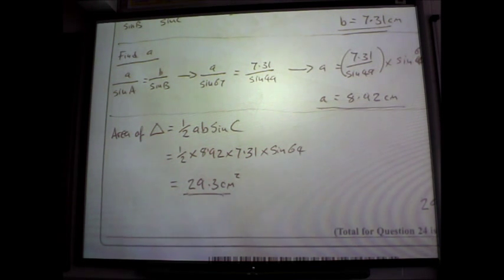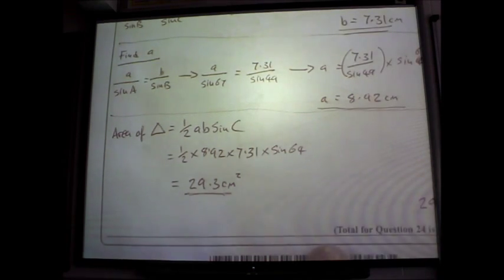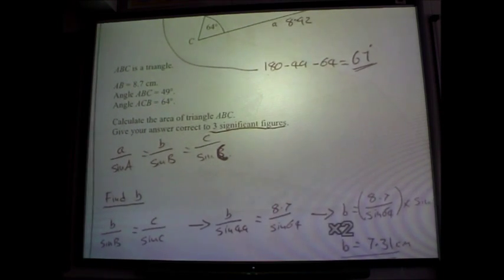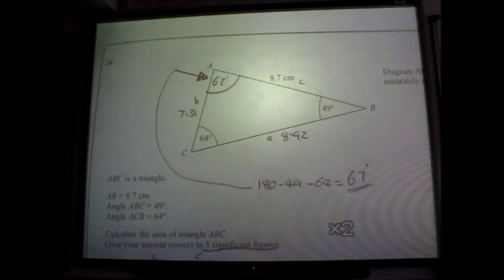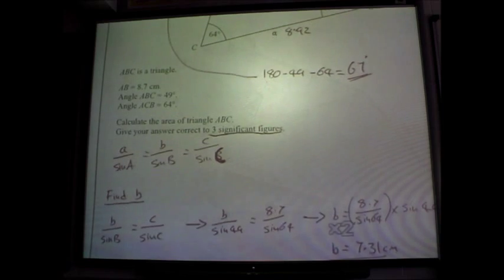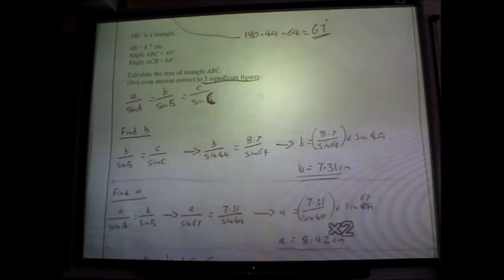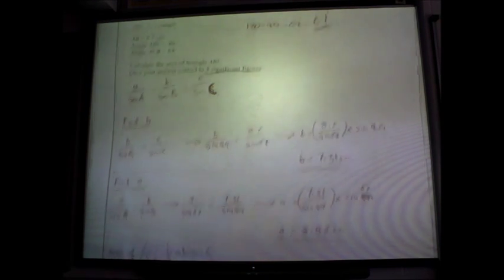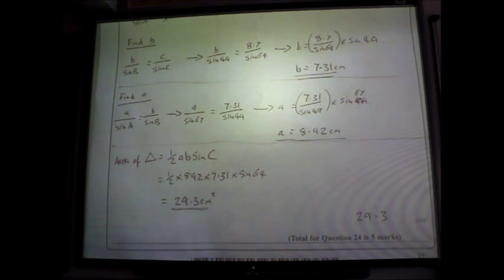It does say give the answer to 3 significant figures up the top, so make sure you do that. I'm going to just go through this page very slowly, so if you want to pause it at any time and see what I've done, you can. There's the question. Here is how I found B and A. I'll just leave that there a moment, and I'll roll down, so that's how I found the area of the triangle, and there's my workings for that.